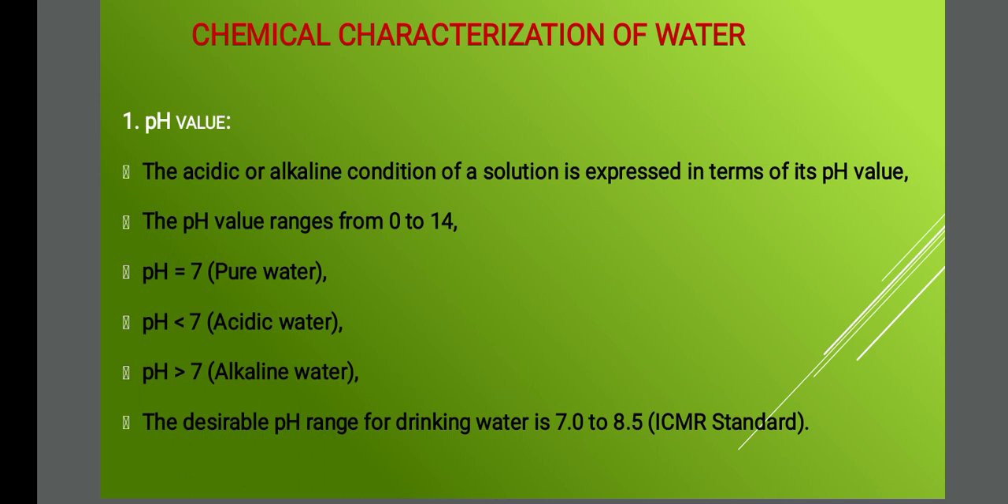And ICMR has fixed a standard. ICMR is nothing but the Indian Council of Medical Research. It fixes the range of the different parameters present in water, and for drinking water the pH is fixed as 7 to 8.5. The pH should be 7 to 8.5. It is nothing but neutral to slightly alkaline. So this is something about pH. Now we can see how to measure pH.